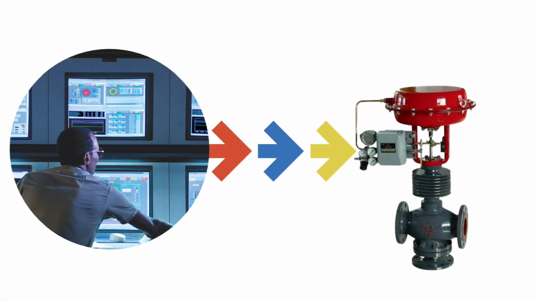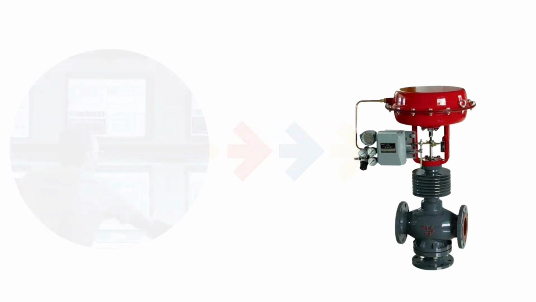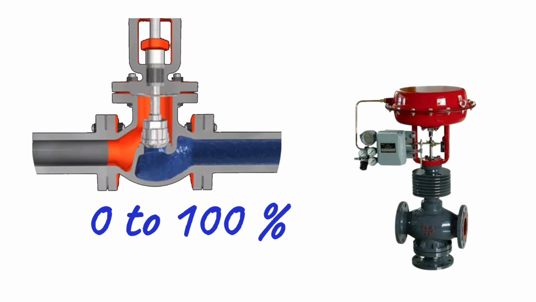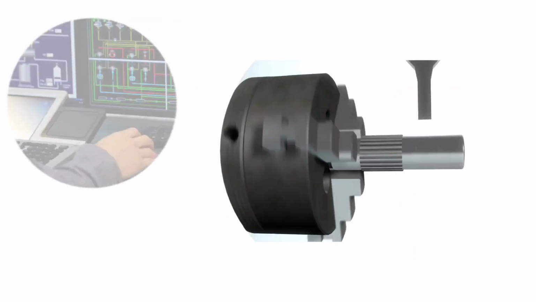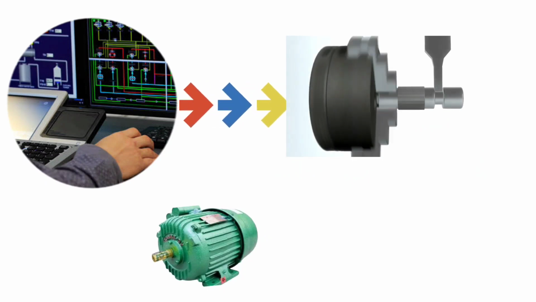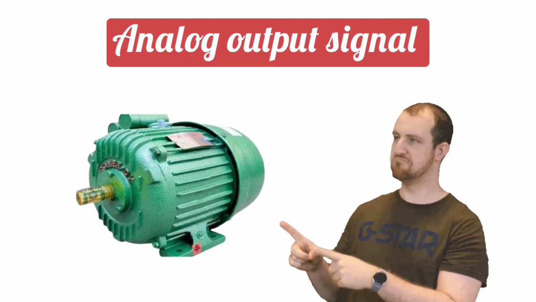Signal sent to control valve. According to the signal, control valve operates 0 to 100%. To decrease or to increase motor RPM or speed, a signal is sent. This is also an analog output signal.